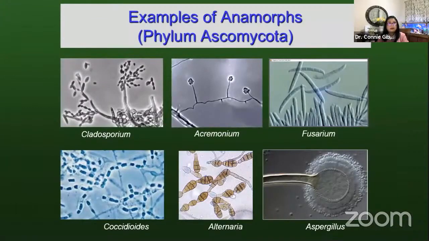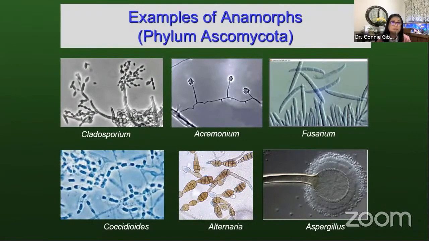So then here are examples of the anamorphic fungi in the phylum Ascomycota. Now I'm showing you this so that when you're looking at your cultures, you will want to look for these structures because these are the ones that you would need for identification. Otherwise, there's nothing to go by kung wala kang makikitang ganito. Okay? So these are anamorphs or the asexual state of species in the phylum Ascomycota.